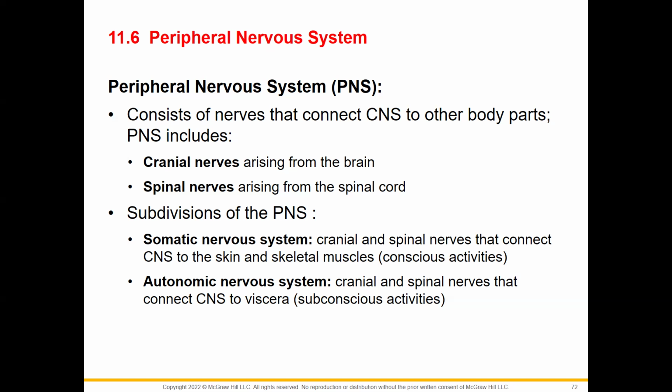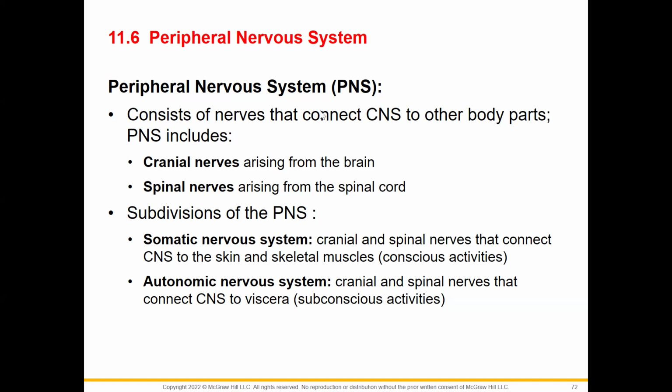Remember, there are 12 pairs of cranial nerves. There are 31 pairs of spinal nerves. The peripheral nervous system, or PNS, is divided into two subdivisions, the somatic nervous system and the autonomic nervous system.